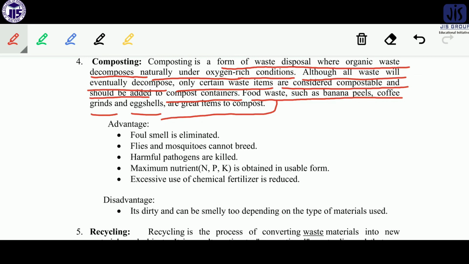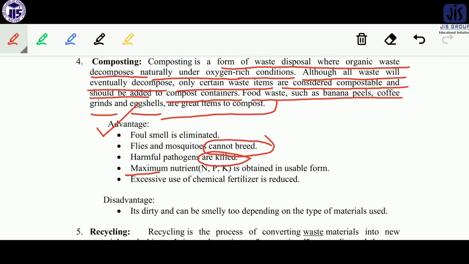What are the advantages of this process? The main advantage is that no bad smell is coming to the environment, so that is eliminated. Flies and mosquitoes cannot breed there. This is another important point, because all these things are under the ground, under the soil. Harmful pathogens are killed. This is another advantage.